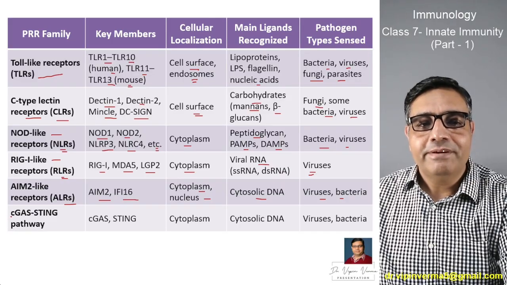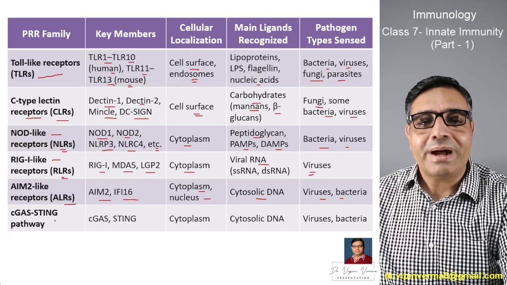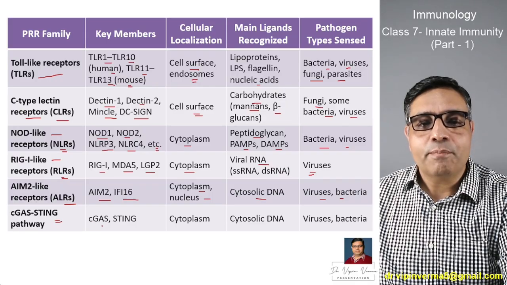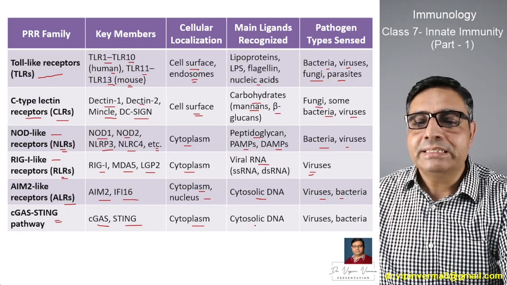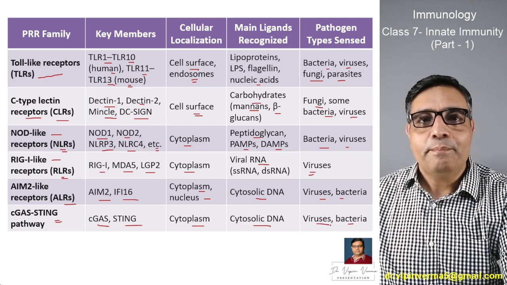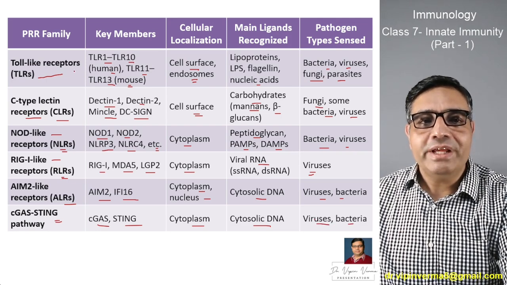And then we have the cGAS-STING pathway. This is also a PRR family, and the major components are cGAS and STING. Their location is the cytoplasm, and their main ligands are cytosolic DNA, and they also recognize viruses and bacteria.